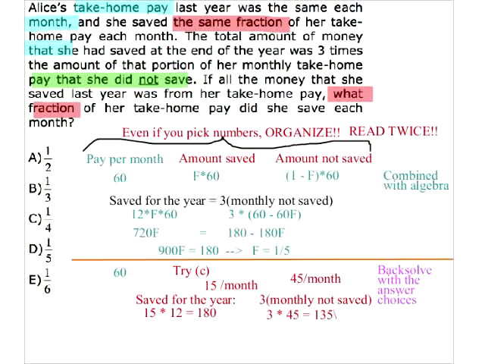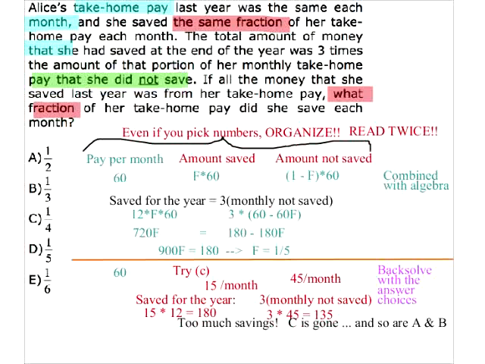So C is wrong, and notice that too much money has been saved. That means C is gone, but so are A and B, because A and B would give you even more money saved and even less money not saved. Those are supposed to be equal, so you want these to be equal.